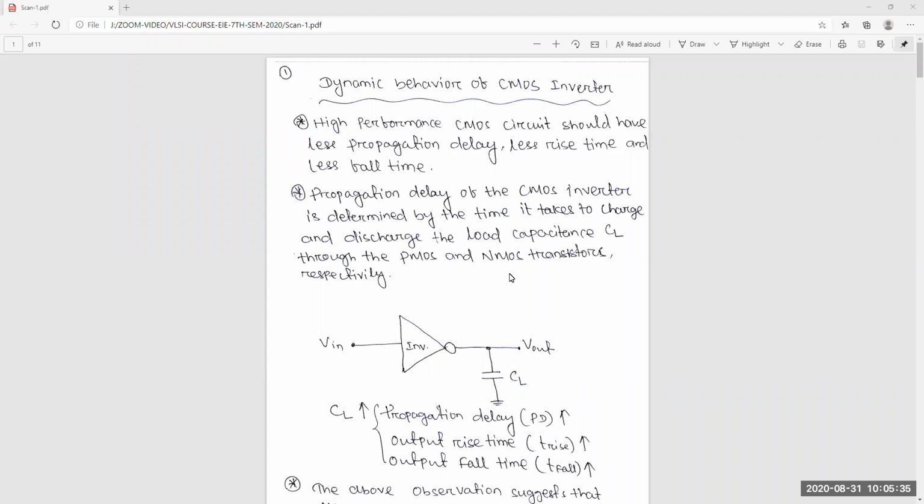What is the VOL voltage? What is the VOH voltage? And what are VIL and VIH? What is the threshold voltage of the transistor? And the slope of the curve at VIL and VIH, that we have discussed.